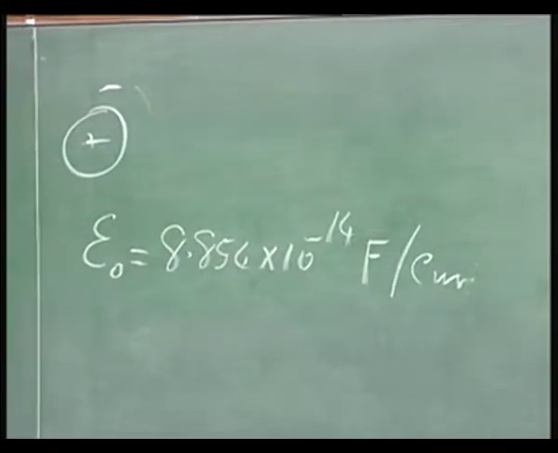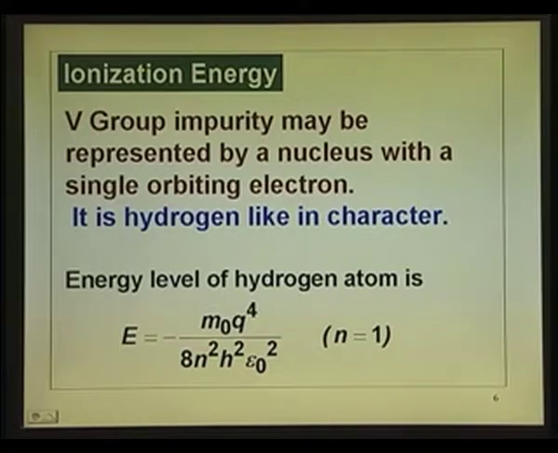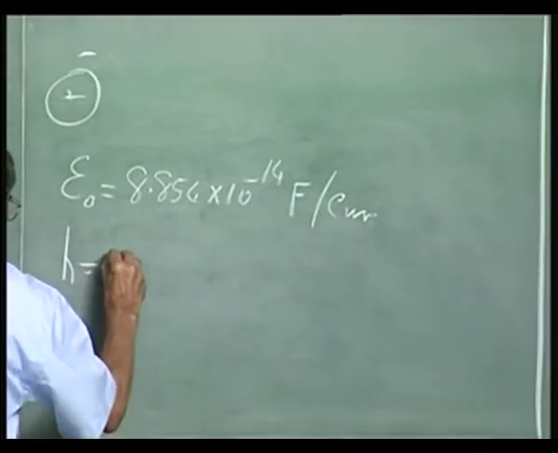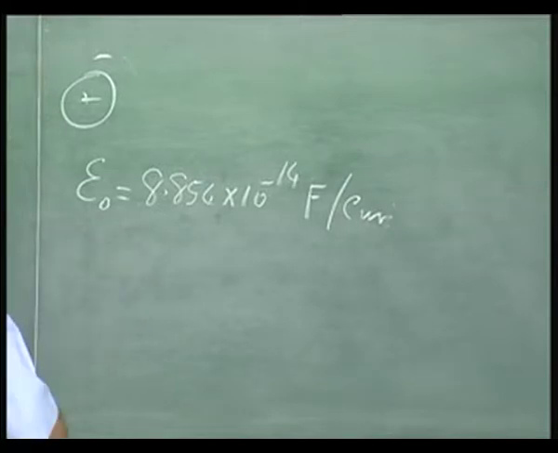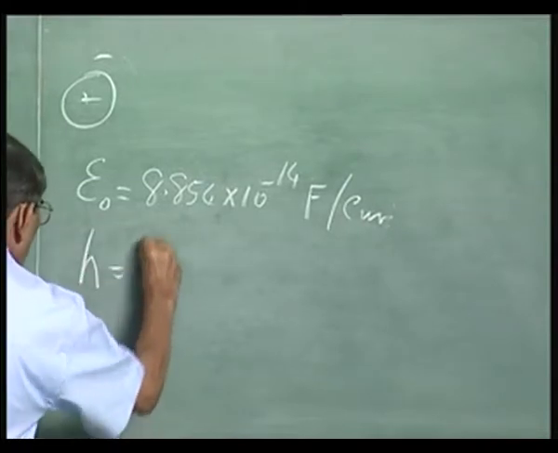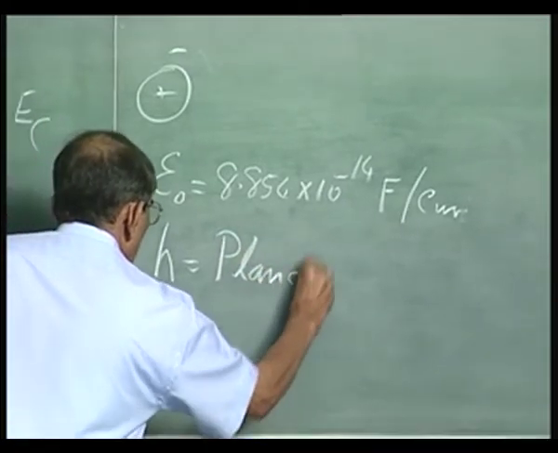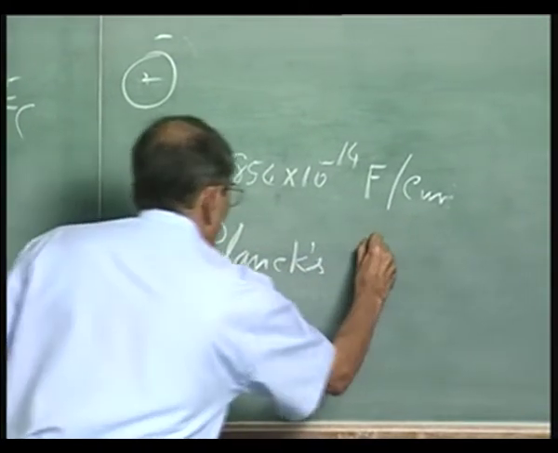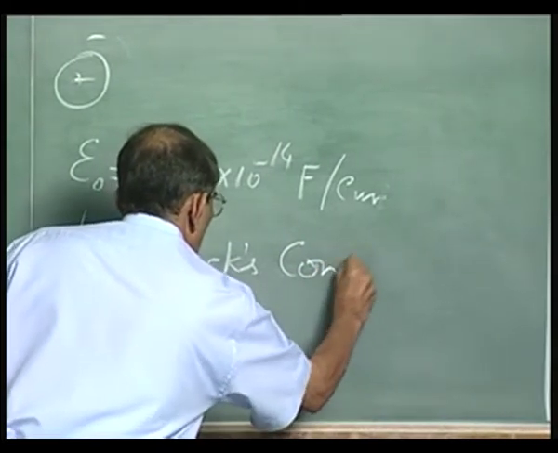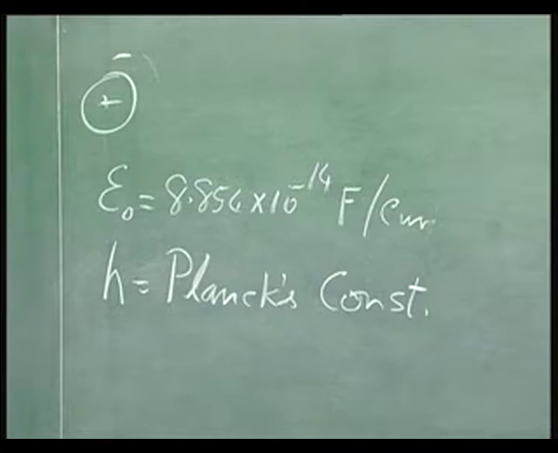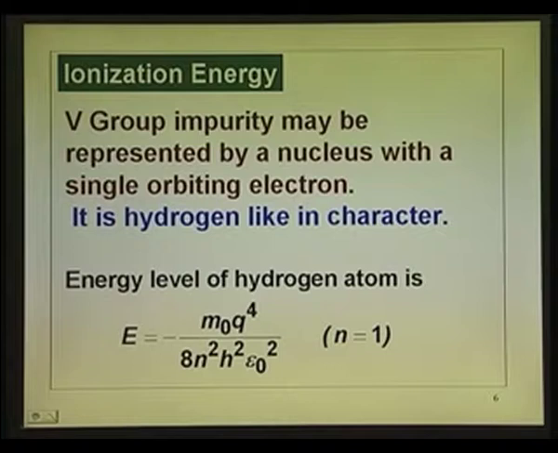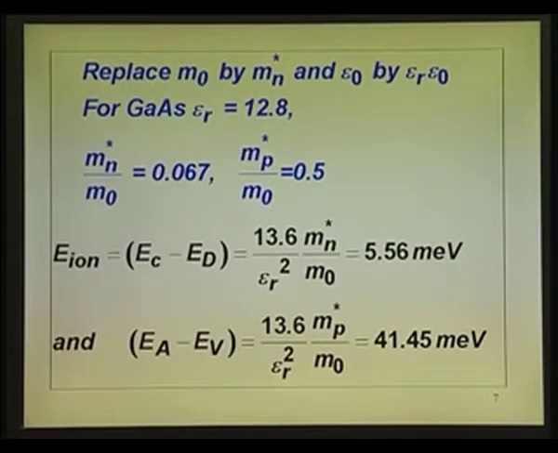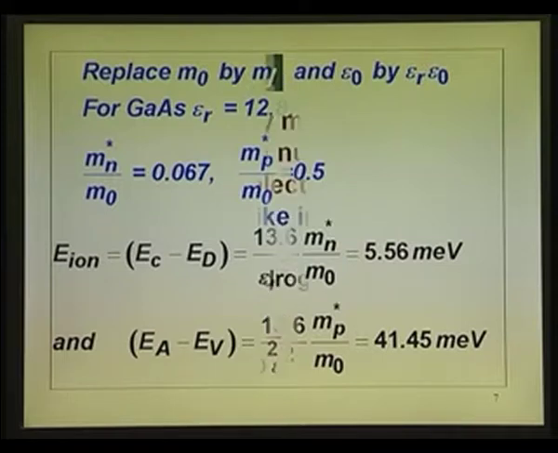m naught is the mass, you do not have to know what it is right now, because when you substitute, it is very small. h is Planck's constant. Substitute all that, this turns out to be 13.6 electron volts. Okay. So, that turns out to be 13.6 electron volts.